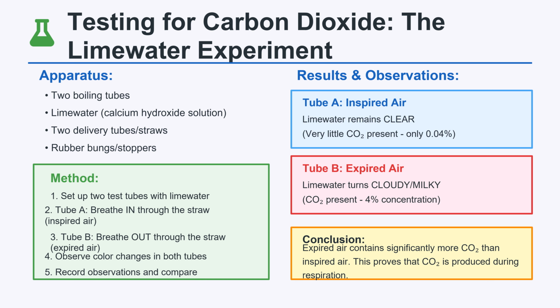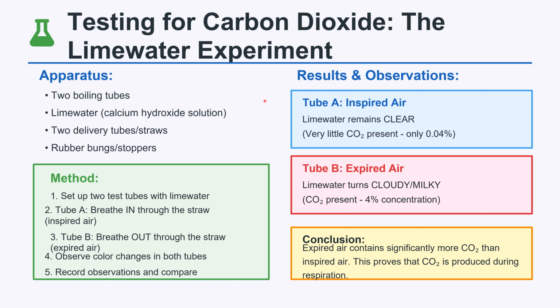In this slide here is the lime water experiment, which we will perform in our next video. Let's discuss how to perform this experiment. Testing for carbon dioxide, the lime water experiment. When we compare the air we breathe in to the air we breathe out, we see three major changes. First, oxygen drops from 21% to 16% because it is absorbed into the blood for cellular respiration.